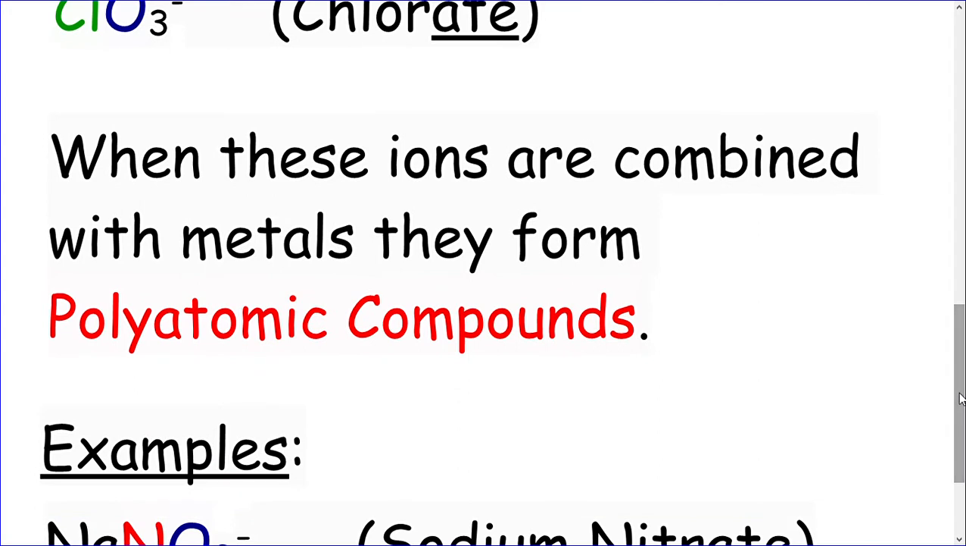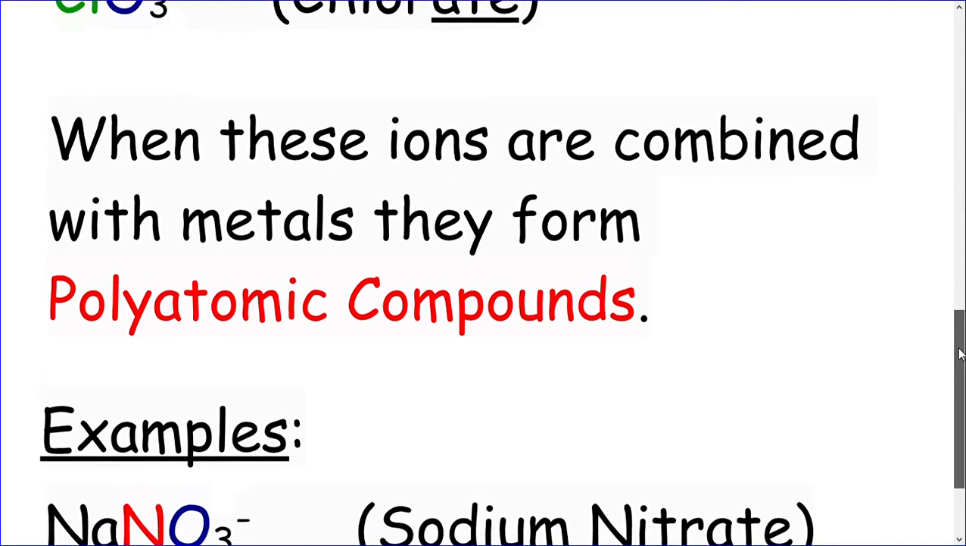Typically negative, but not always. There are some exceptions that we can see. So when I combine them with metals, I get polyatomic compounds. So an ionic compound is just a metal and a nonmetal. A polyatomic compound is a metal and a group of nonmetals to balance out.